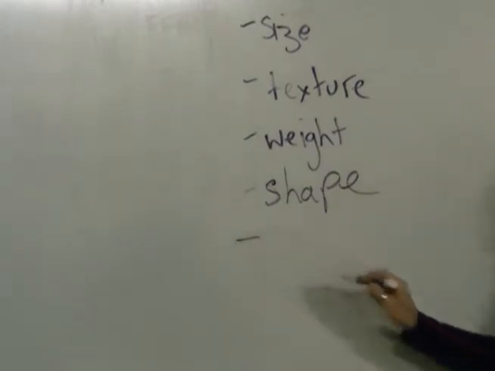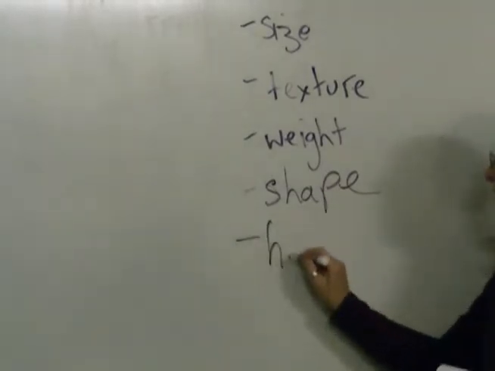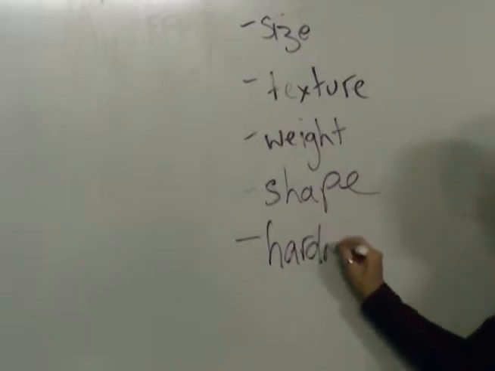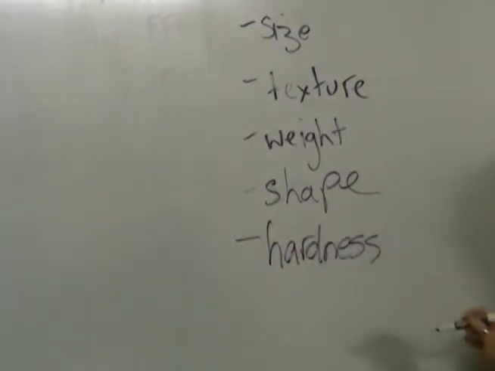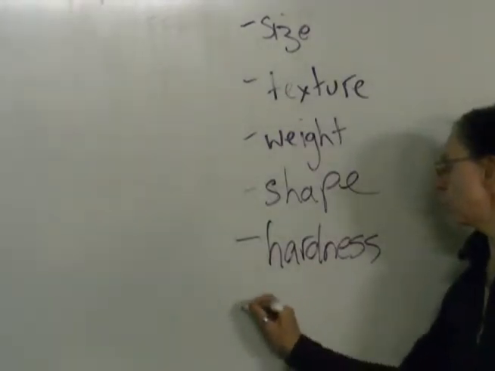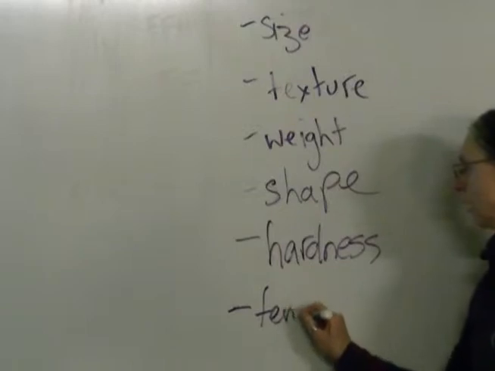Okay. We also can get hardness. So is it hard? Is it soft? Is it squishy? Texture is it bumpy? Is it smooth? Is it shiny? Hardness is it soft? Is it squishy? Or is it solid? Does that make sense? Right? Temperature, we can learn without looking at it.